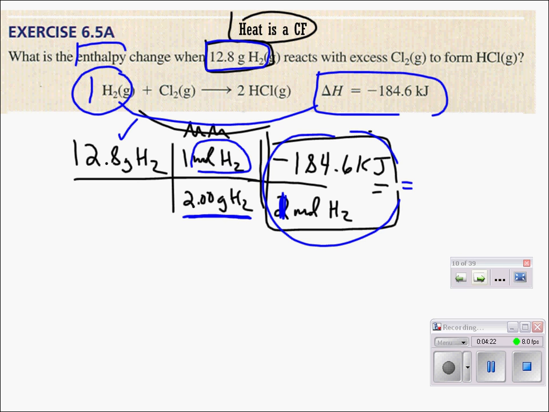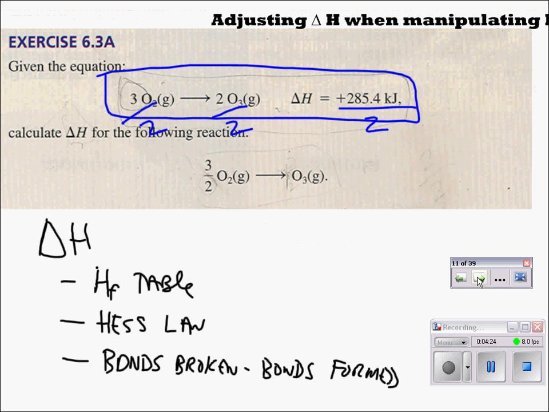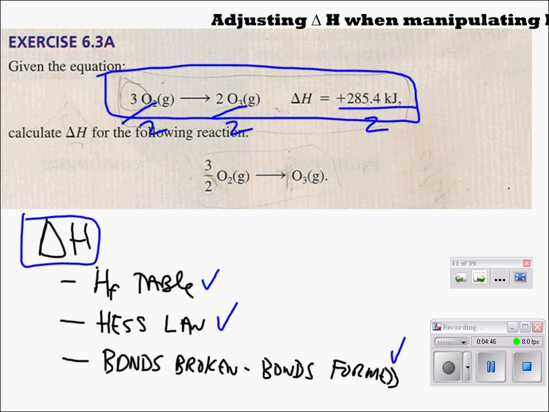Next thing, we learned that there are 3 ways to find delta H. The first way is what's called heat of formation. That's products minus reactants. You're given a table, and you look up the values. The second way to find delta H is through Hess's law. That is where we take reactions, flip them around, and cancel them. And finally, the last way we find delta H is through bonds broken, bonds formed. We'll get into that a little bit later.